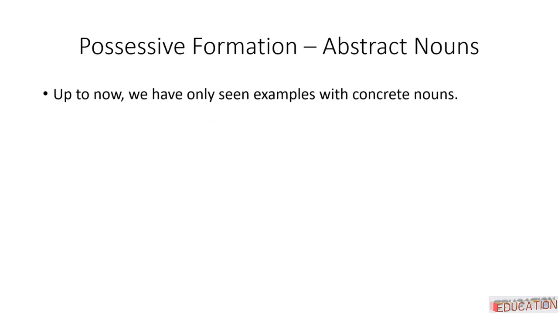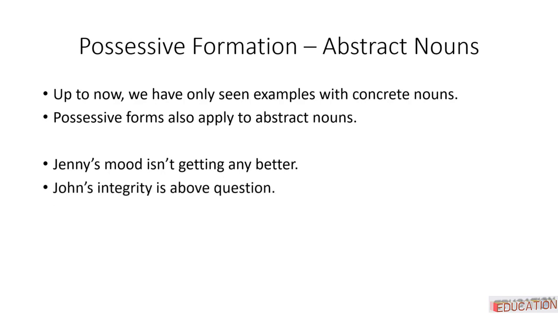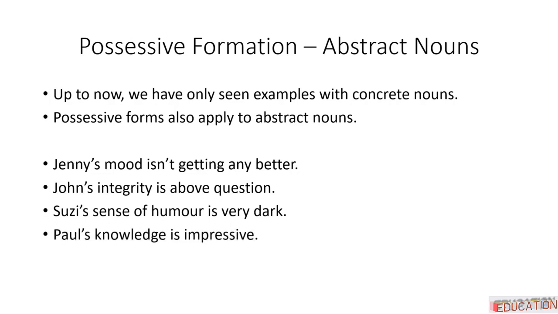Up until now, we've only seen examples with concrete nouns. But possessive forms can also apply to abstract nouns. And abstract nouns are things like feelings and emotions and ideas. And here are some examples. Jenny's mood isn't getting any better. John's integrity is above question. Susie's sense of humour is very dark. Paul's knowledge is impressive.